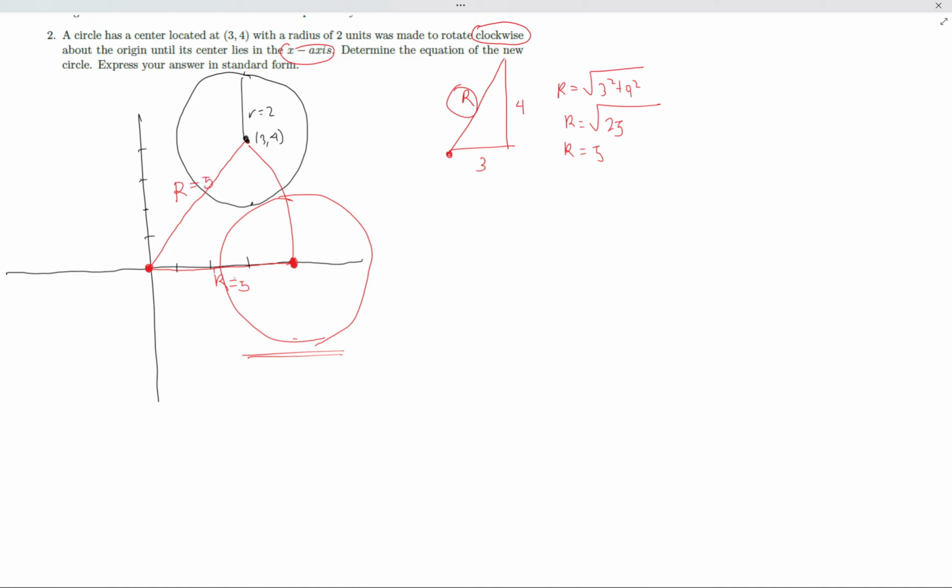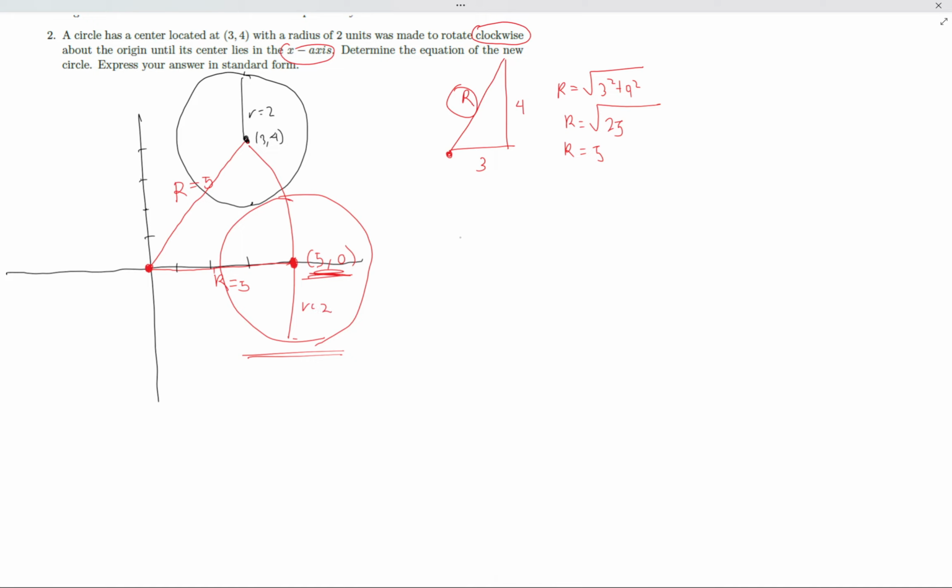But if R is equal to 5 and it's completely at the x-axis, this location now must be 5 units away from the origin, and the y value must be 0. So therefore, that is the new center of this circle. New center, but the same radius. R is equal to 2.